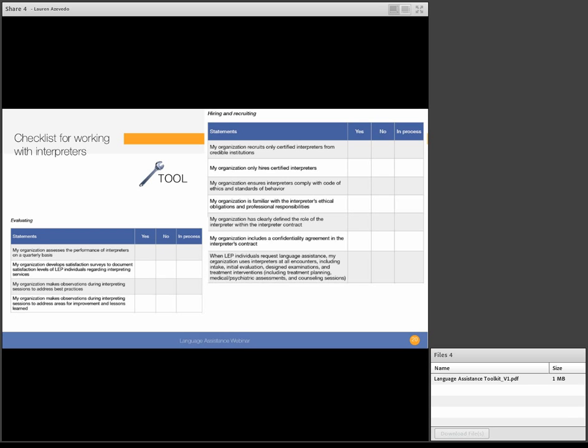So the second tool that I want to tell you about is a tool for working with interpreters. On the right, there's a checklist of statements of ideal scenarios when hiring and recruiting interpreters. So this would be something to use with your organization to determine to what extent you're following these best practices when hiring and recruiting. So for example, the statement, my organization recruits only certified interpreters from credible institutions. That might require some discussion of what you consider certified and what you consider credible.